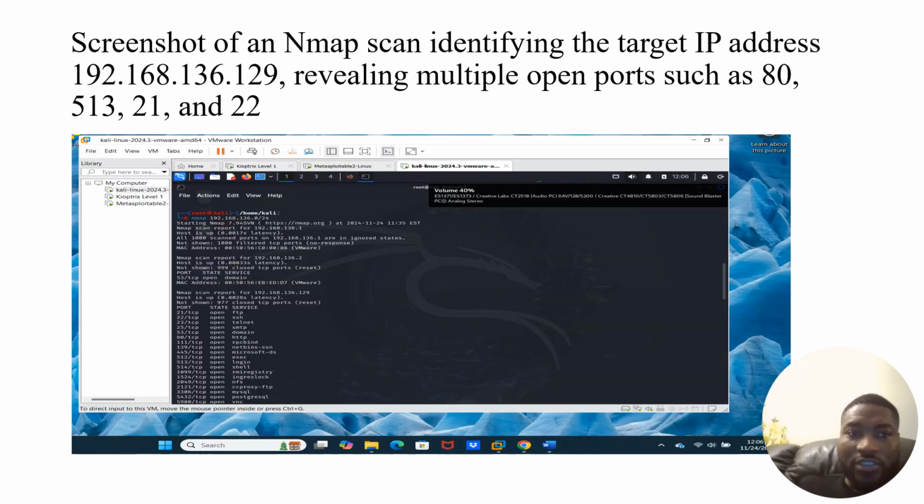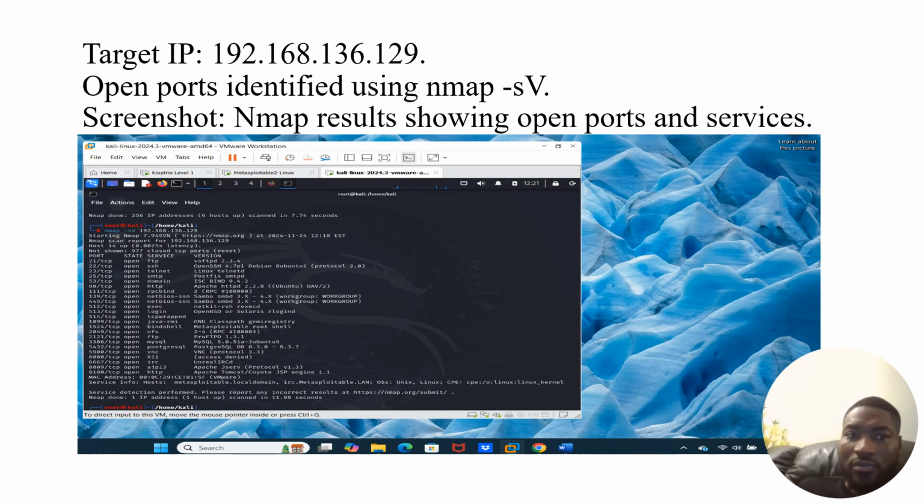Below here is a screenshot of an Nmap scan identifying the target IP address, revealing multiple open ports such as port 80, 513, 21, and 22. Here is also a screenshot of Nmap using a command -sV to find the version and the services available.